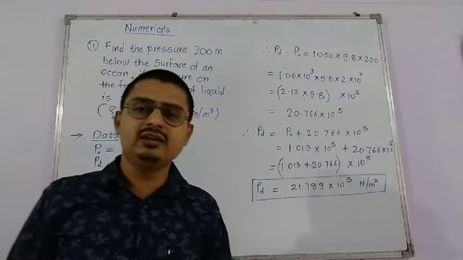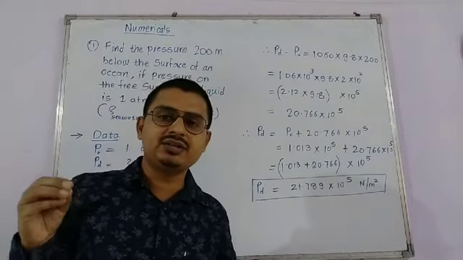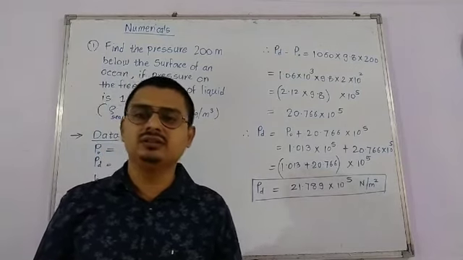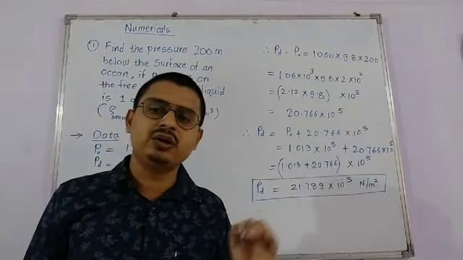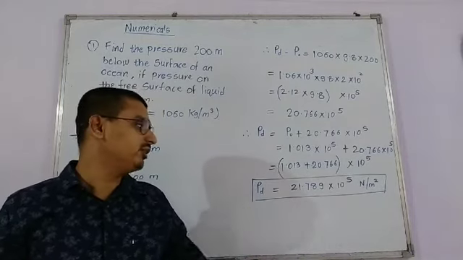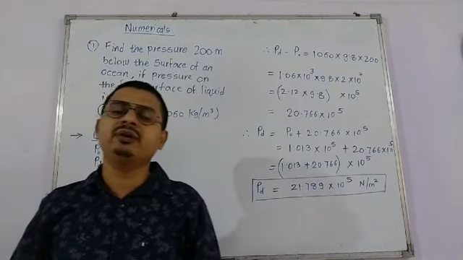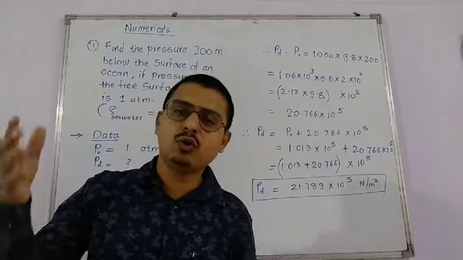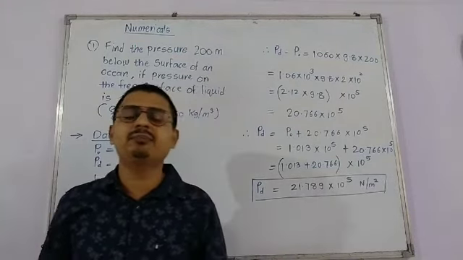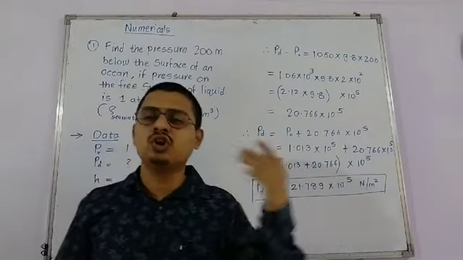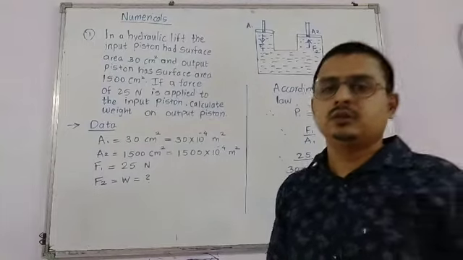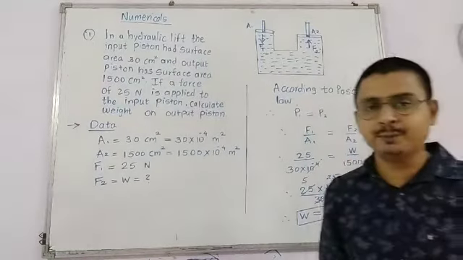So here we have found the pressure of the liquid at a depth of about 200 meters in the ocean. That is, the pressure at that location will be 21.789 into 10 power 5. As we go down below the surface of the fluid, the pressure of the liquid goes on increasing. That's it. So let us move to the second problem.